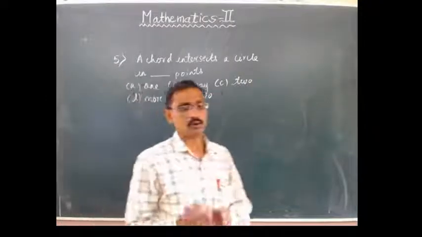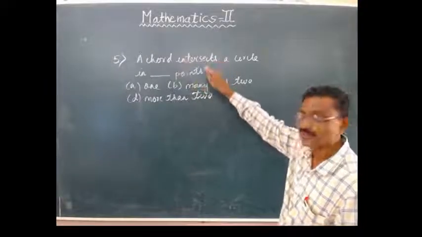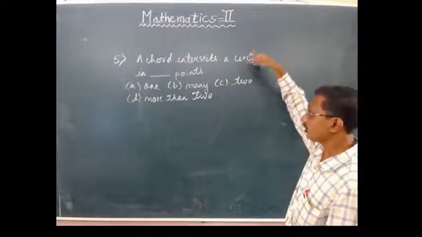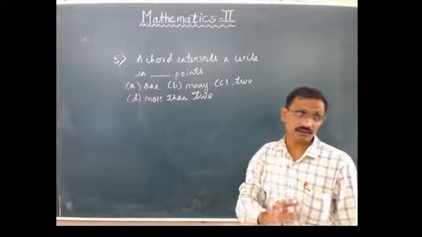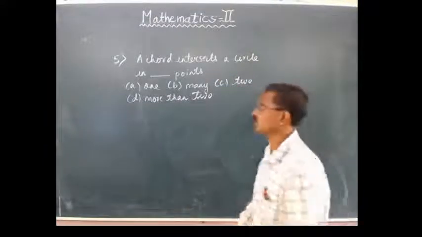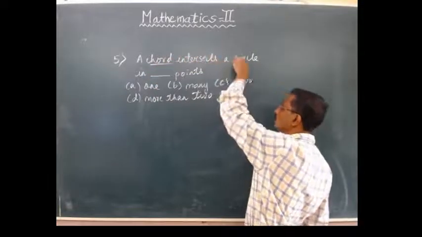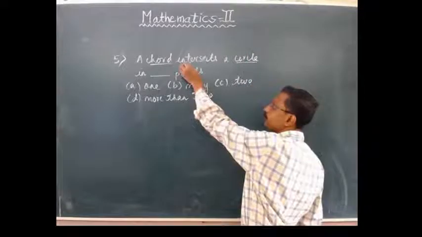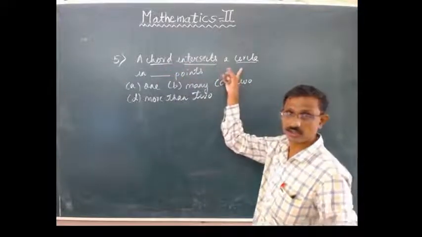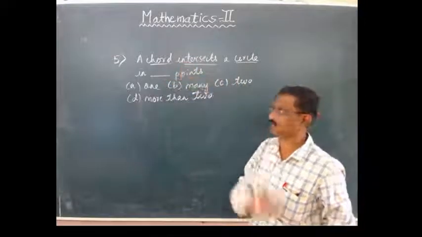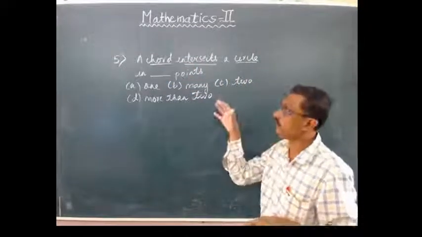Let us read the question. A chord intersects a circle. I always tell you, in the question itself, there is a hint given to us. What is the hint to us? It is a chord, a circle, and what is happening to them? Intersecting. That means you have a circle, a chord, and an intersection. So immediately we can figure it out.